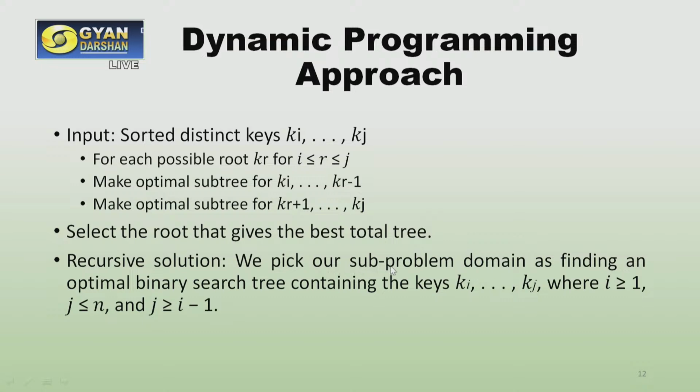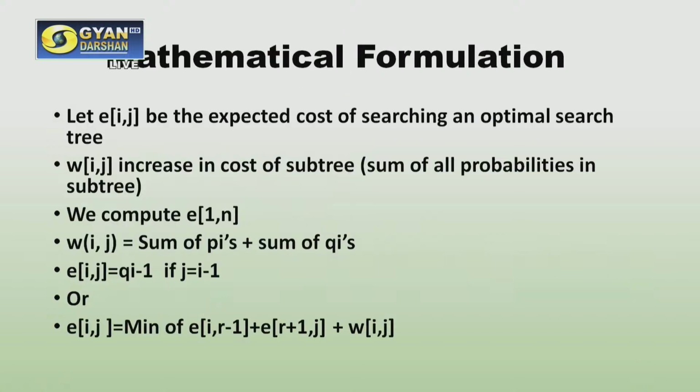And we pick our subproblem domain as finding an optimal binary search tree containing the keys Ki till Kj, where i is greater than or equal to 1, j is less than or equal to n, and j is greater than or equal to i minus 1. j cannot be less than this value. Okay, so let's look into the implication of this particular formulation.